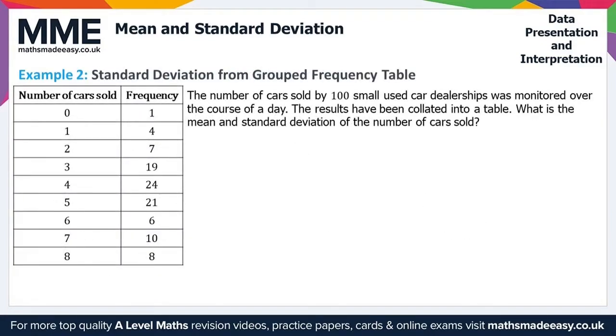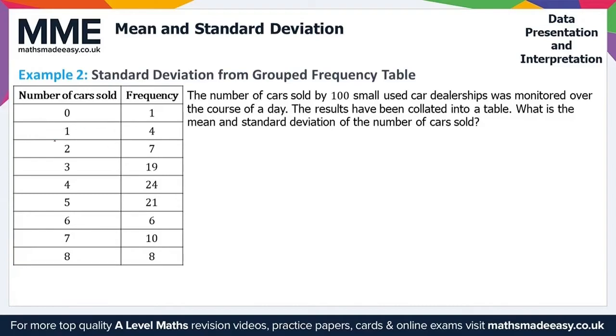Example 2 here on mean and standard deviation is taking a look at finding the standard deviation from a grouped frequency table. So here we're told the number of cars sold by 100 small used car dealerships was monitored over the course of a day. The results have been collated into a table, and we're asked to find the mean and standard deviation of the number of cars sold.